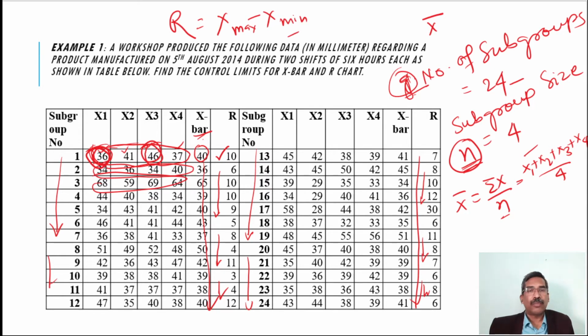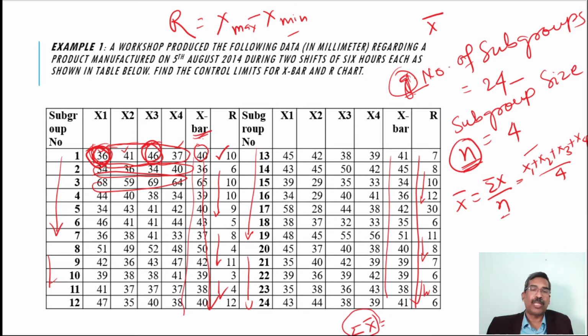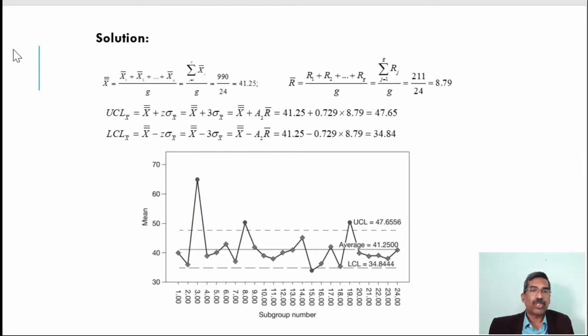After calculating this, we will find the value of X double bar. X double bar shows the average of the entire data, that means the average of all the subgroups, not of a particular subgroup. So we have to calculate the summation of X bar, the total summation of this X bar column. After finding the summation of X bar, we also have to find the summation of R. So this is the summation of R, and we can see what the summation of X bar is.